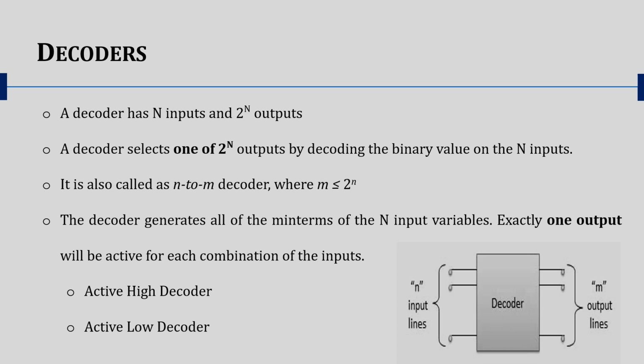So decoders can also be called n to m decoders, where n is the number of input lines and m is the number of output lines. The m should be less than or equal to 2 raised to n. The decoder generates all of the minterms of the n input variables. Exactly one output will be active for each combination of the inputs. And we can have two types of decoders, active high decoders and active low decoders.